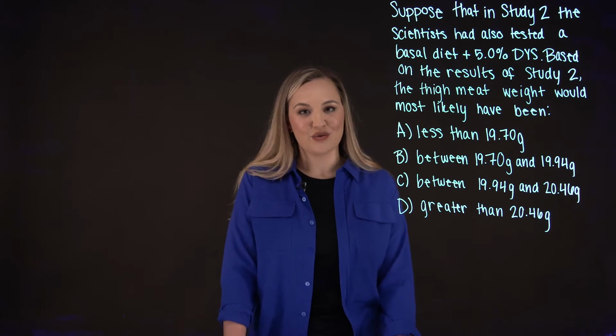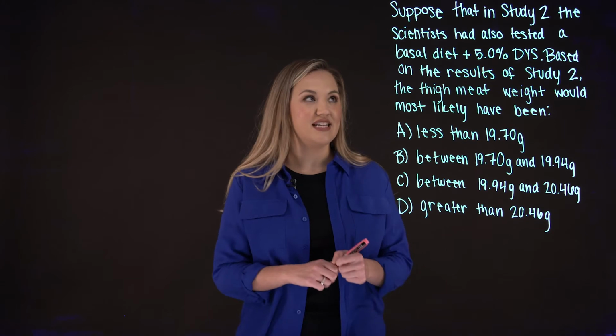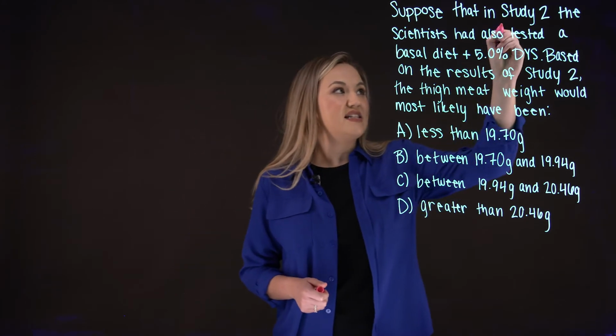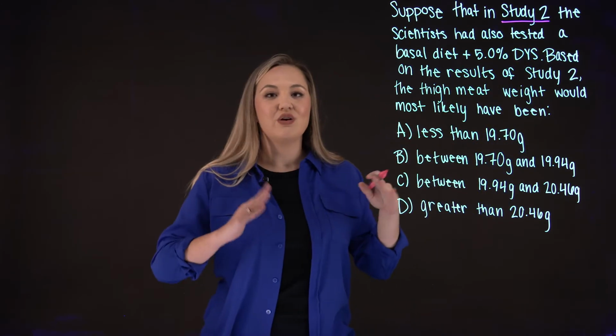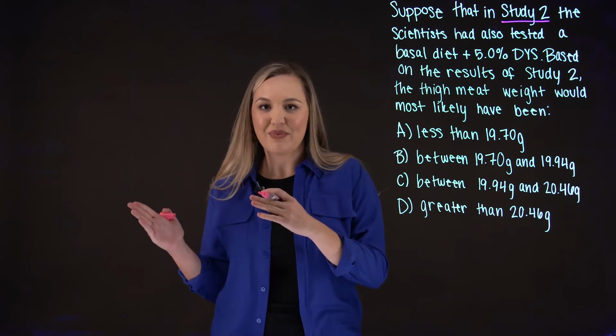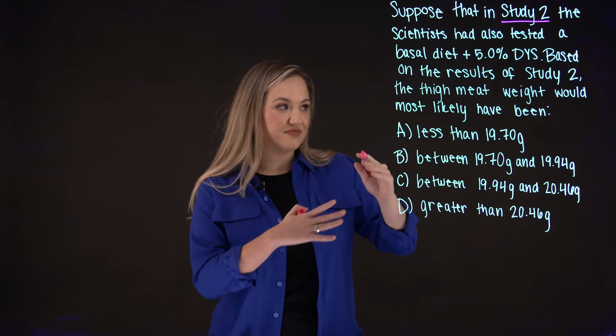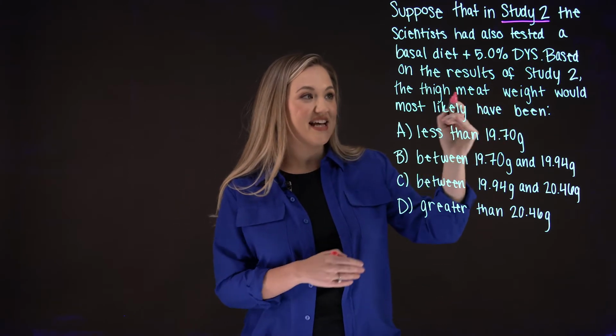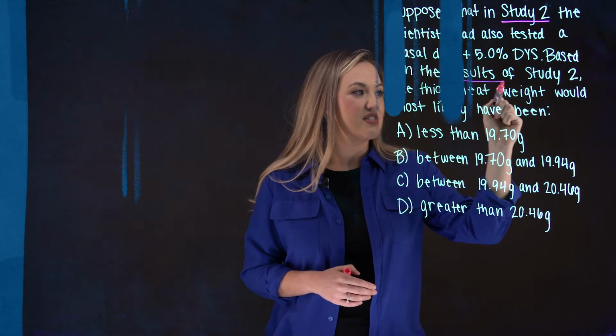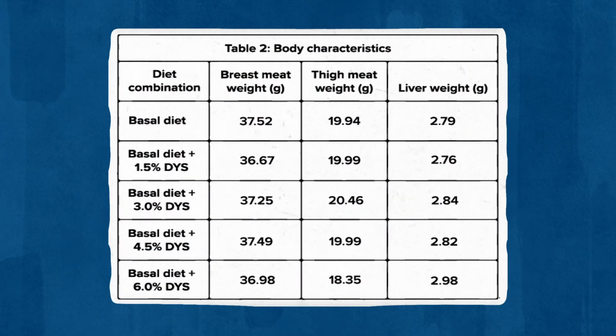So looking into this question, the first thing that we should notice is that it says, suppose that in study 2. So immediately, we're going to go straight to study 2 in the passage. The second thing I want you to notice is that later on, the second sentence says, based on the results of study 2. And from the passage, we can see that the results of study 2 are shown in table 2. So that's all that we're going to look at.